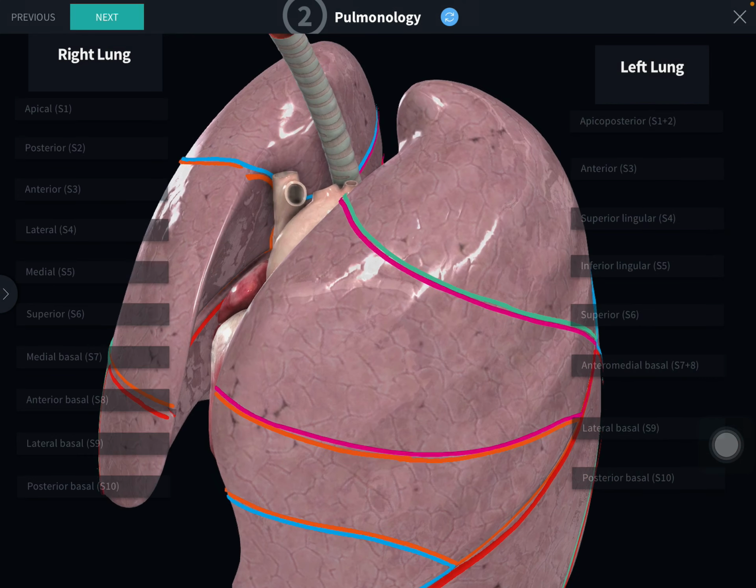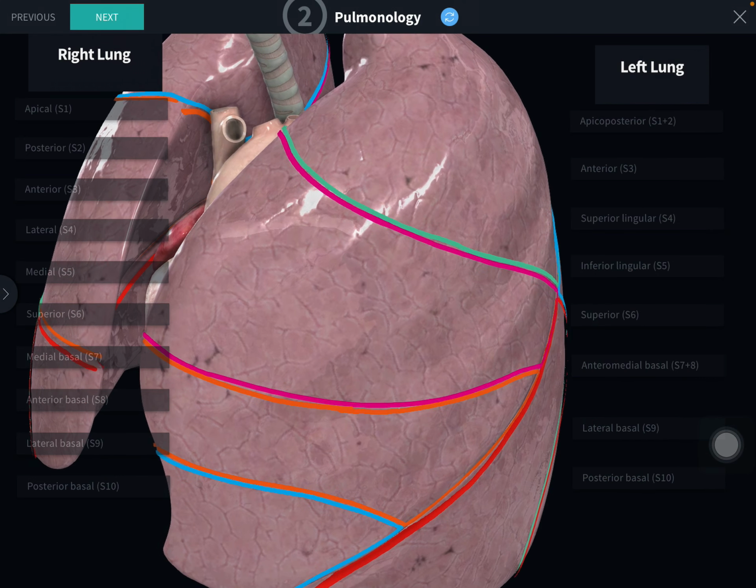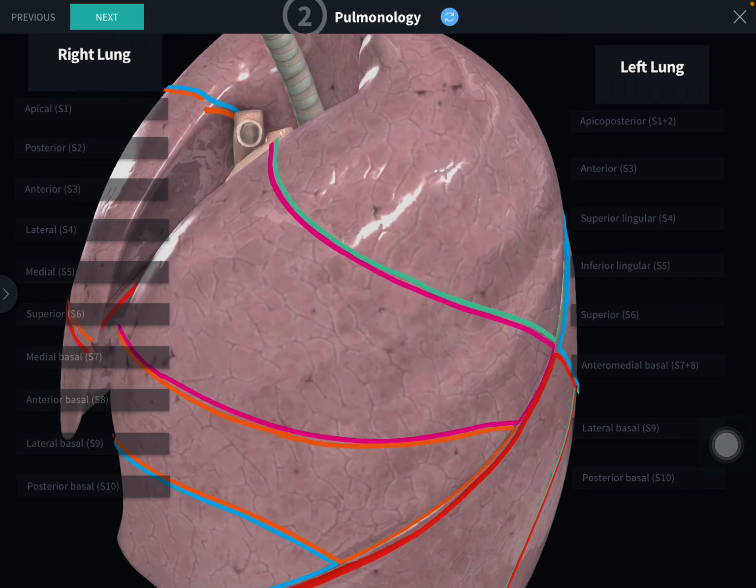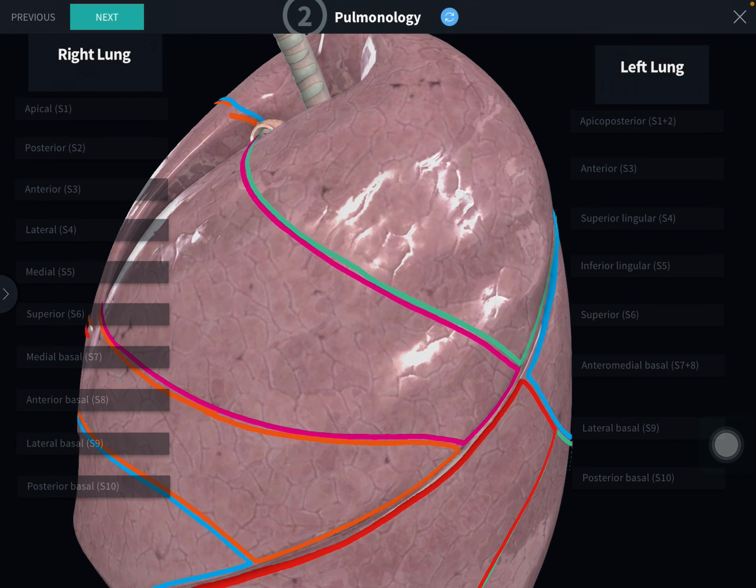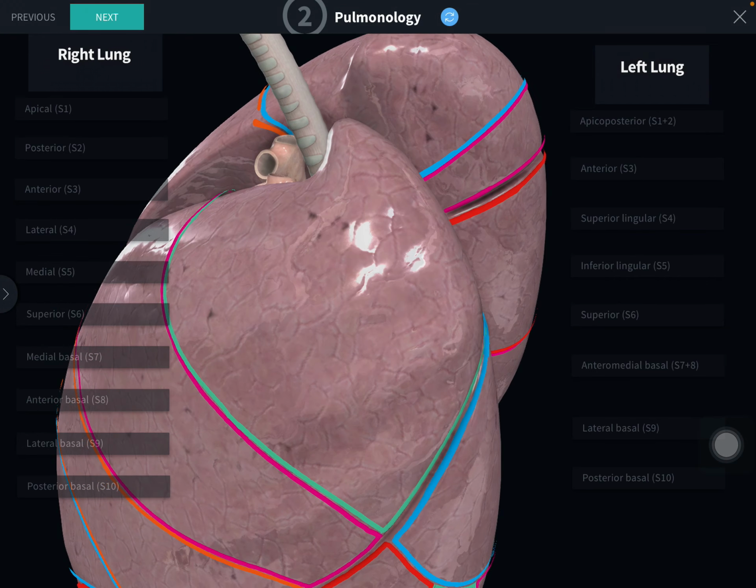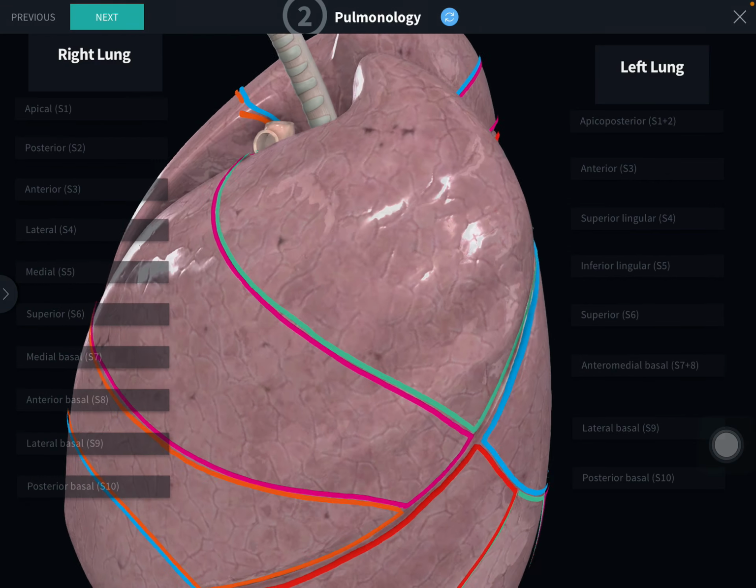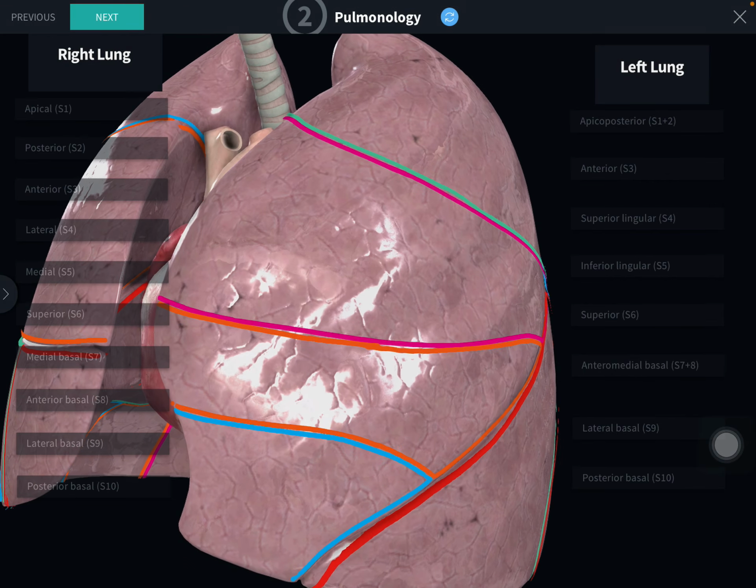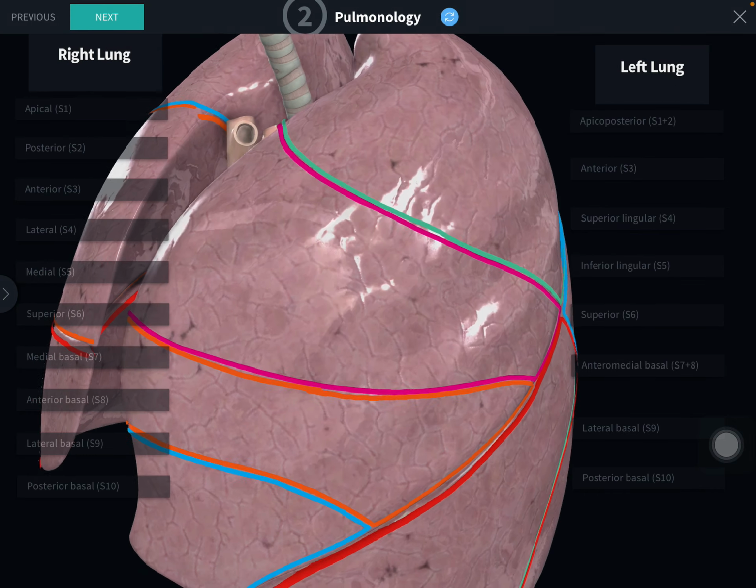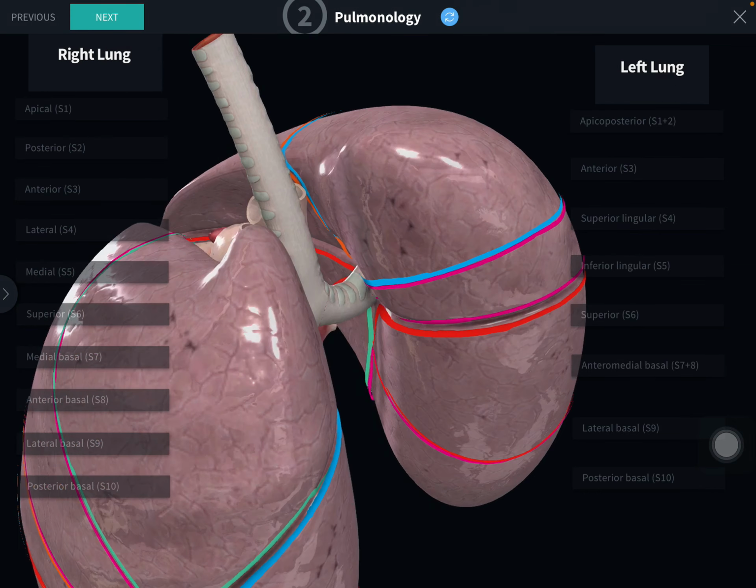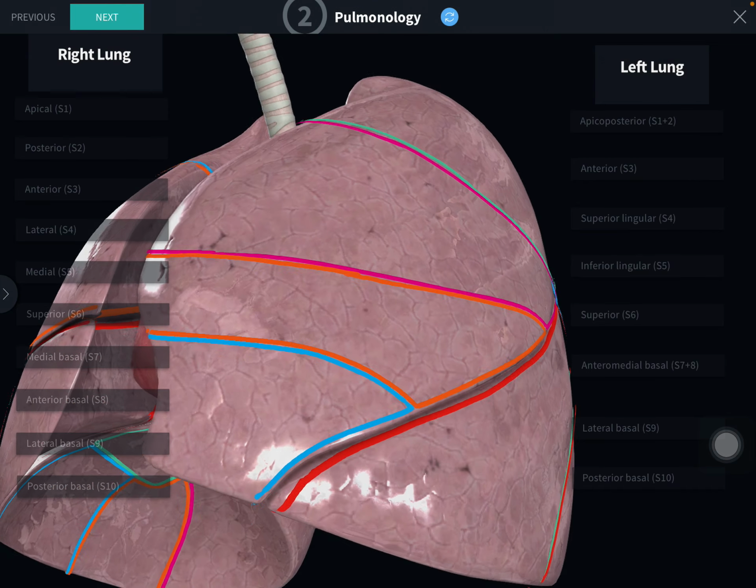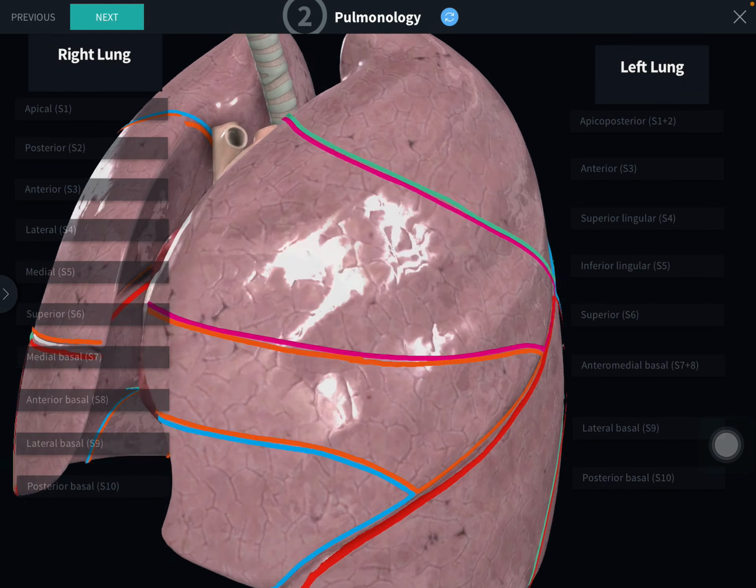Now we will see the left lung. The left lung also has 10 bronchopulmonary segments. What are they? It has 2 lobes, but also 10 bronchopulmonary segments. This is the upper lobe: apical, posterior and anterior, then upper lingular and lower lingular.